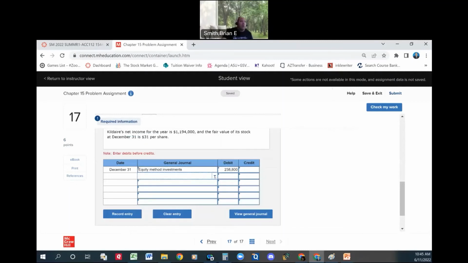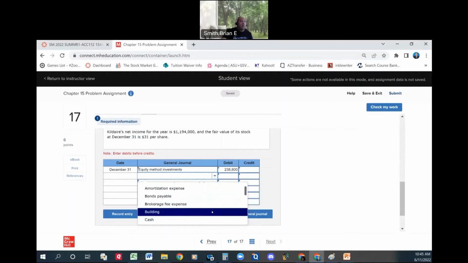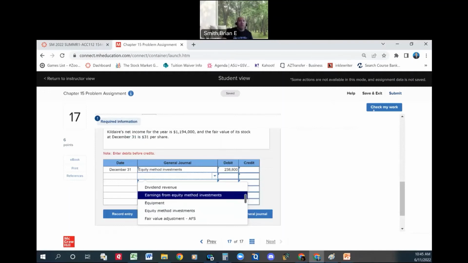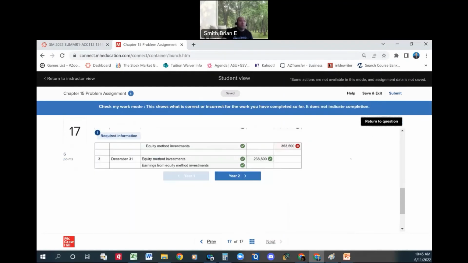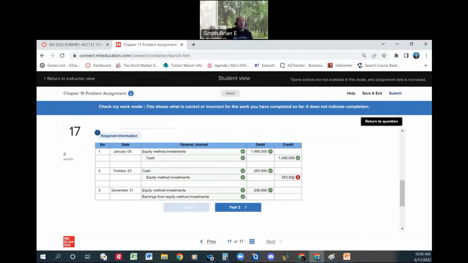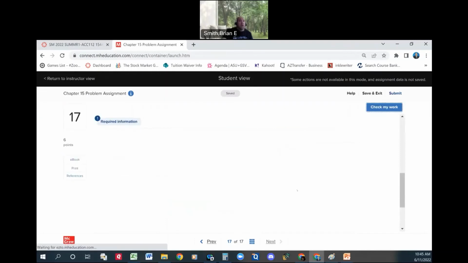And we want to call this earnings from equity method investments, I'm pretty sure. Let's check that out just to make sure we're right. Oh, I forgot to put the amount there. Did I typo that? 53,500? Oh, I put 353. Yeah, okay. Typos, got to check. See, that's why you double check.